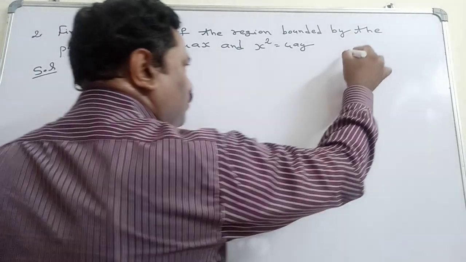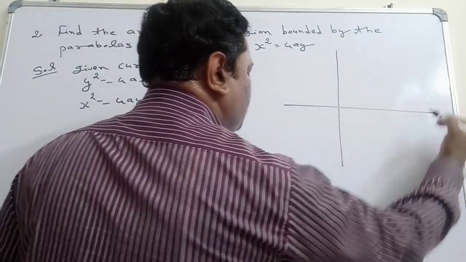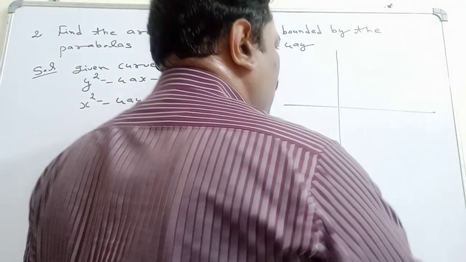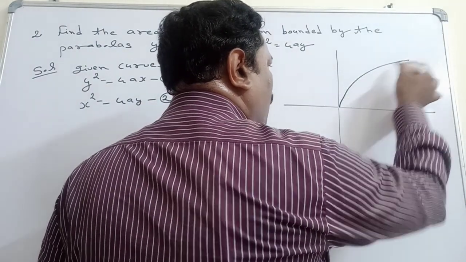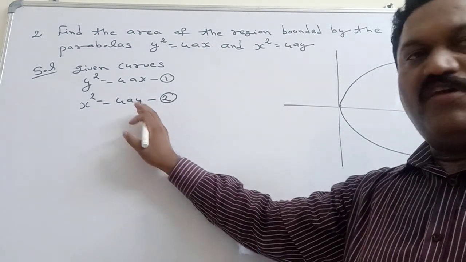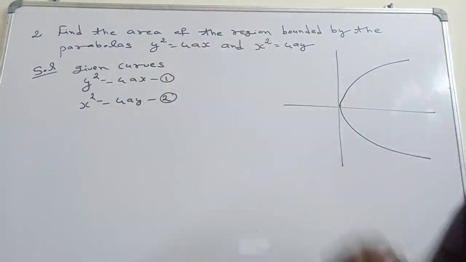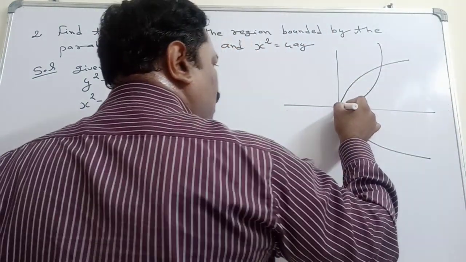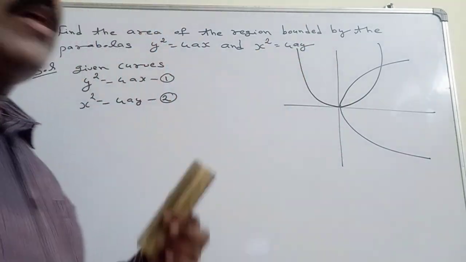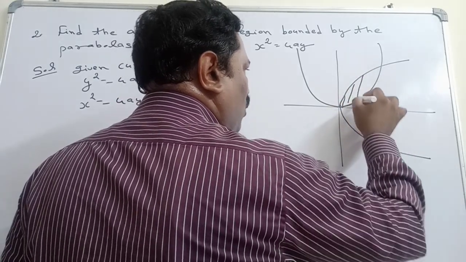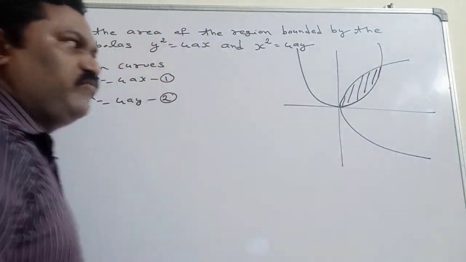If you draw the graph of these two curves, y square is equal to 4ax represents a right open parabola whose axis is along the positive x-axis and vertex is at the origin. That's why the parabola will be like this. And x square is equal to 4ay represents an upward parabola whose axis is along the positive y-axis and vertex is at 0, 0. That's why the parabola will be like that. Now we have to find the area bounded between these two parabolas. This is the required area.